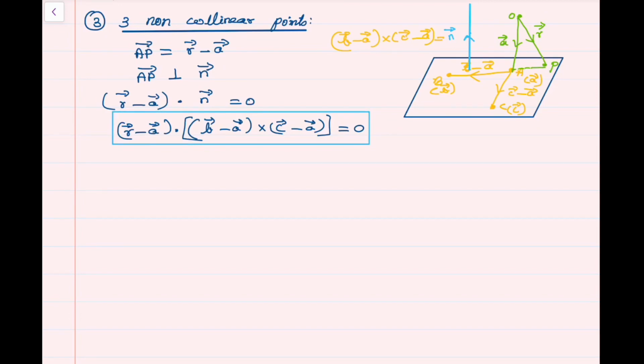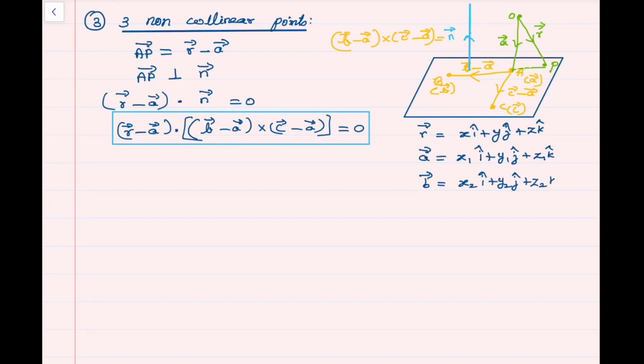Let us write the corresponding Cartesian equation of this plane. Let us take vector r as xi plus yj plus zk and vector A, as it's a point, x1i plus y1j plus z1k, position vector of A point, and vector B as x2i plus y2j plus z2k, and vector C as x3i plus y3j plus z3k.